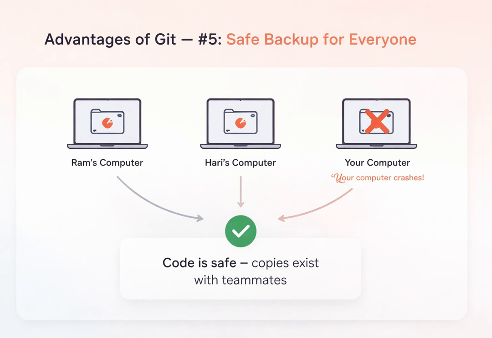In a centralized system, if the server goes down, everyone is stuck. But with Git, Ram has a copy, Hari has a copy, and every other developer on the team has a copy. So even if your machine fails, the project is safe. This distributed nature of Git acts as a natural automatic backup system, no extra effort required.